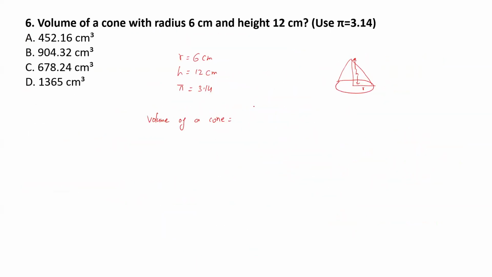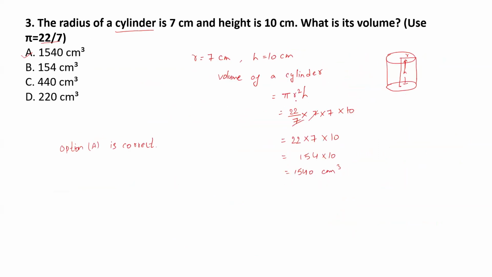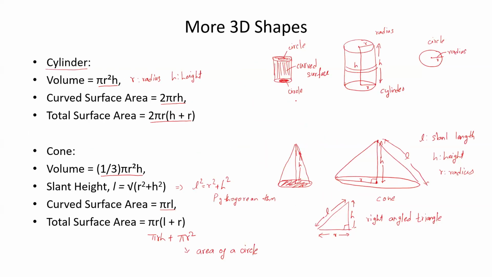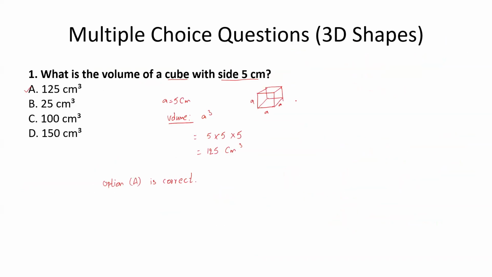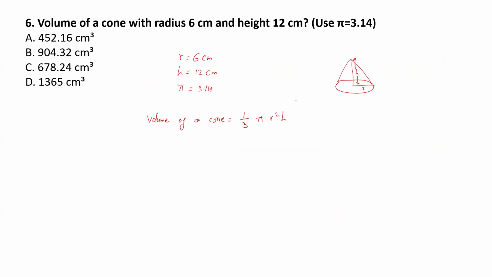1 upon 3 pi r square h. I guess I have written it correctly. R square h. Yes, correct. Now, you know pi, you know r, you know h. Everything is given. So 1 upon 3 as it is into pi is 3.14. R square means 6 into 6. H means 12. So this multiplication you have to do.